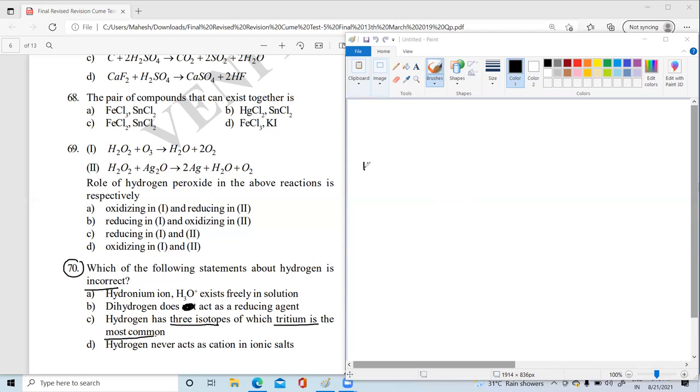So we have hydrogen H1, hydrogen H2, and hydrogen H3: protium, deuterium, and tritium, students. The most abundant is protium, but it told you tritium. Tritium is the very least abundant one. So this is the wrong statement. The answer should be C, student.